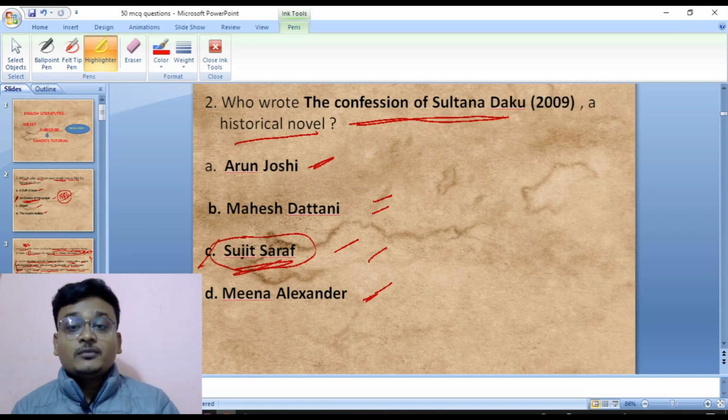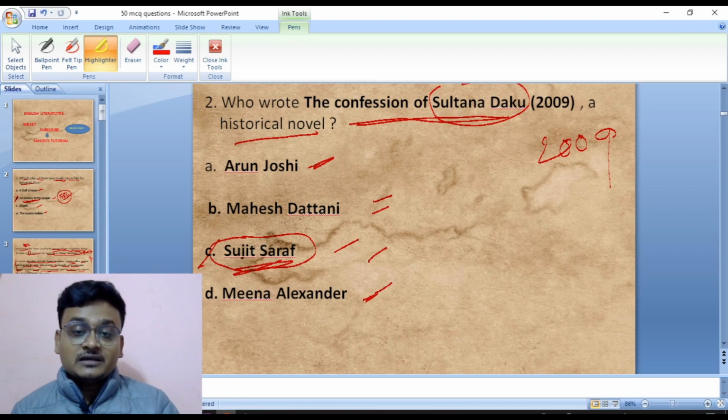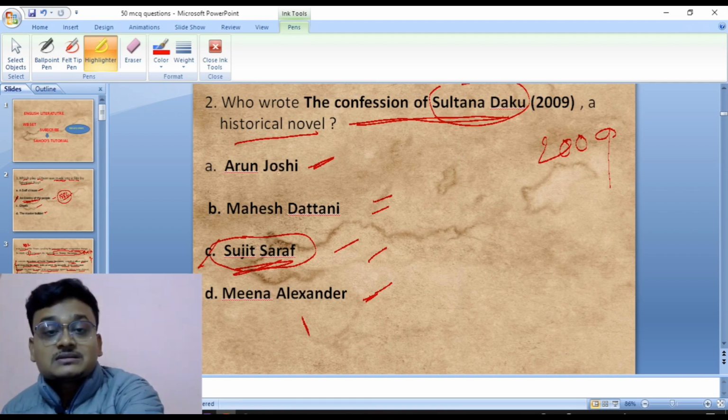Sujit Saraf wrote the historical novel The Confession of Sultana Daku, published in the year 2009. And you know that Meena Alexander was a diasporic writer, an Indian diasporic writer. Okay, now let's move to the next slide.